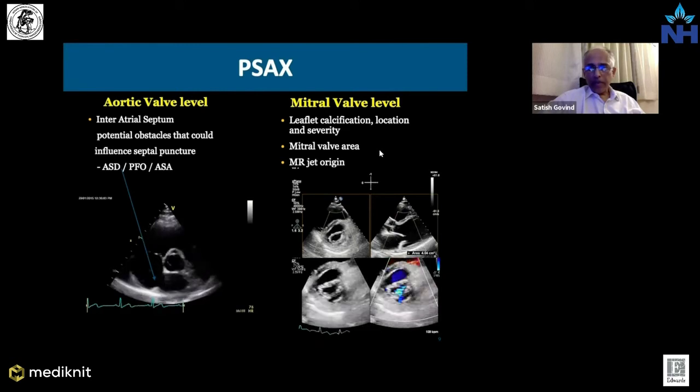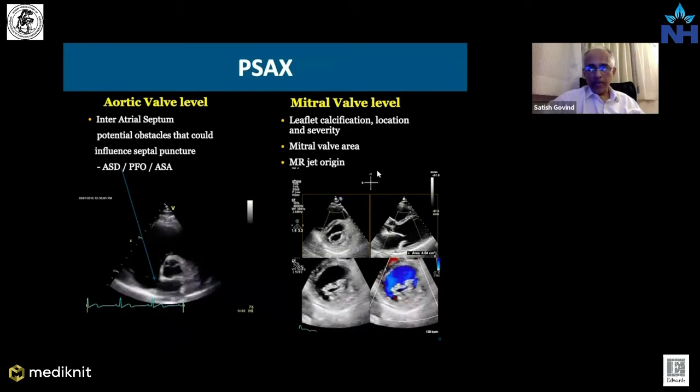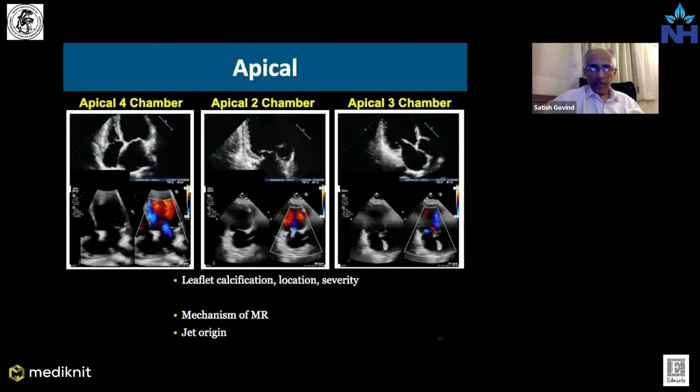Then the mitral valve area, again, as per standard protocol. And then the jet origin is very nicely seen here. For example, here you can see that the jet is coming from the A2P2 area. So this gives us information about various findings which need to be put in for understanding of what is happening to the MR and the mitral valve.